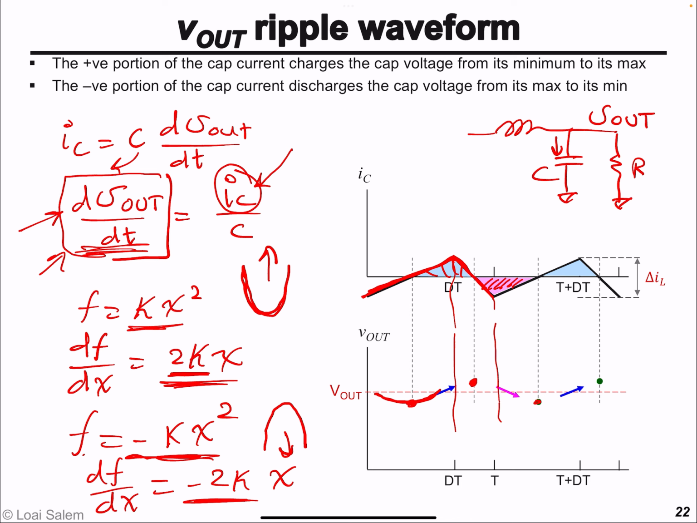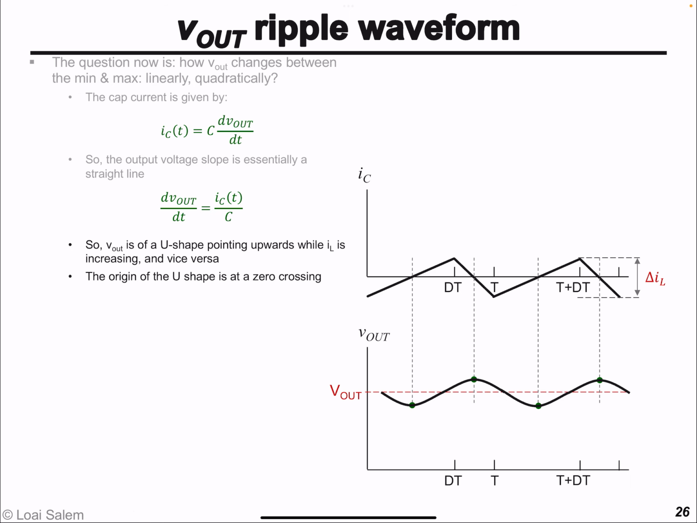here the capacitor voltage reaches maximum value, while this is a straight line with negative slope, so the capacitor waveform is just a quadratic function with essentially a U pointing downward, and so on, U pointing upward, U pointing downward. I just connect between them, and so the capacitor voltage waveform looks like this. As I mentioned, here it's a quadratic function pointing upward, here is a quadratic function pointing down.